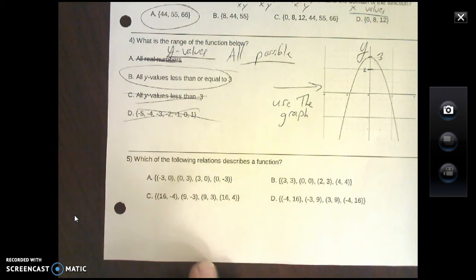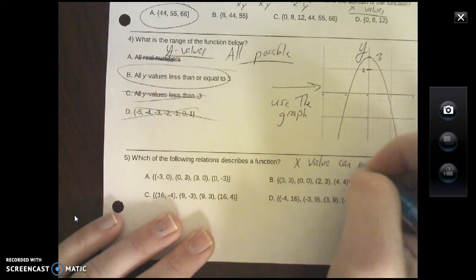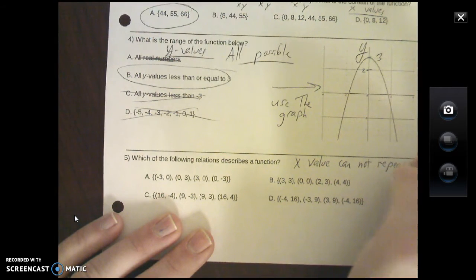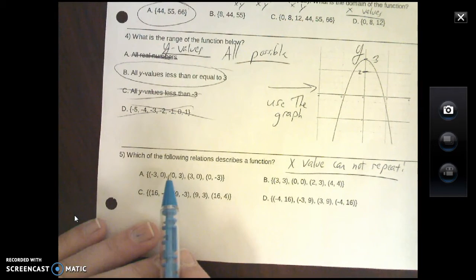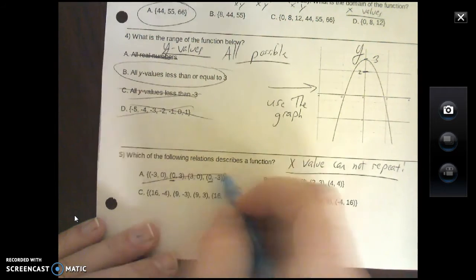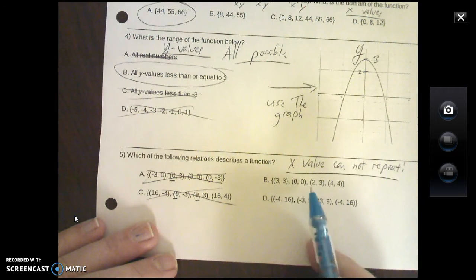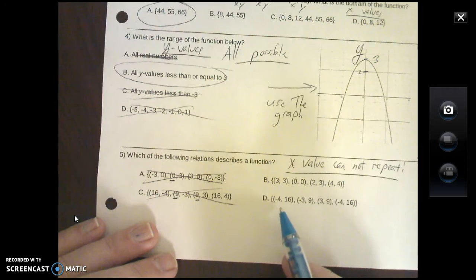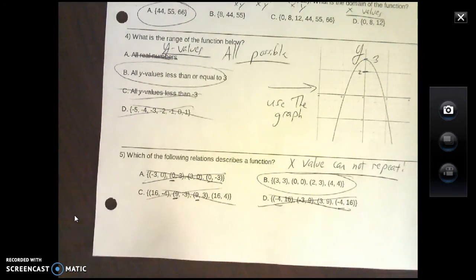Which of the following relations describes a function? X value cannot repeat. So if you look at your first one here, -3, 0, 3, 0. See how I have the zeros repeat? I'm only focusing on the x values. That's not a function. 16, 9, 9. Not a function. 3, 0, 2, 4. Looking good. Let's just double check down here. -4, -4. Boom. All's well. Moving on.